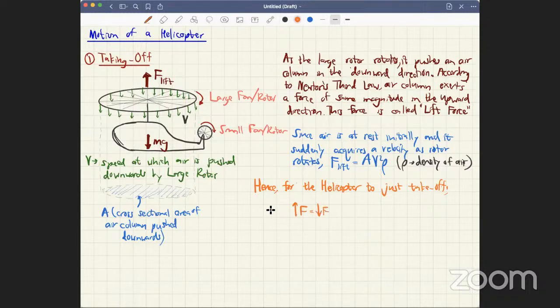force. So the upward force is the lift force, and the downward force is mg. So we can say AV squared rho equals mg. Sometimes they will ask us to find the velocity, so I can say v squared is equal to mg over A rho, which means v is equal to root of mg over A rho. Okay, people, root of mg over A rho. That's how it happens.